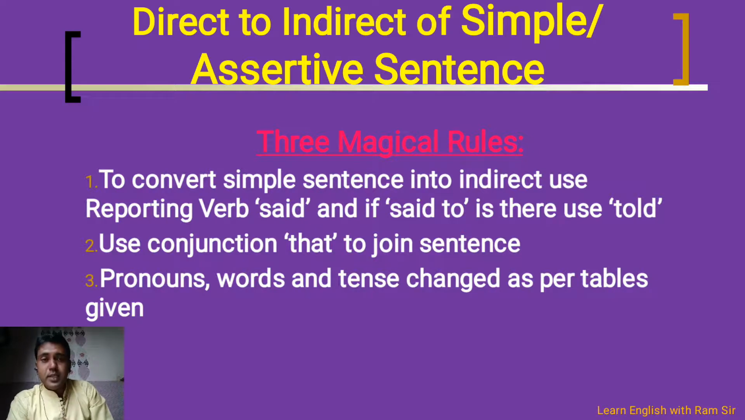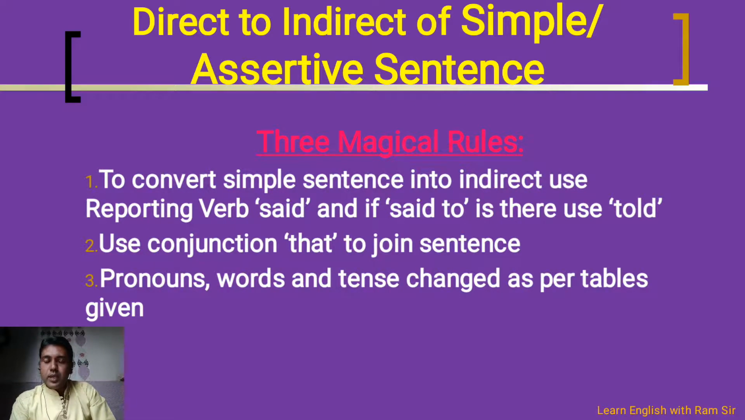The second rule is very important. It's very necessary to remove the inverted commas from the sentence. सेंटेंस से inverted comma निकालना बहुत जरूरी है. And to remove the inverted commas, we need to use the conjunction. And which conjunction you will use? That. That is the conjunction you have to use to remove the inverted comma. And at the same time, that will help you to connect the sentence or to join the sentence.